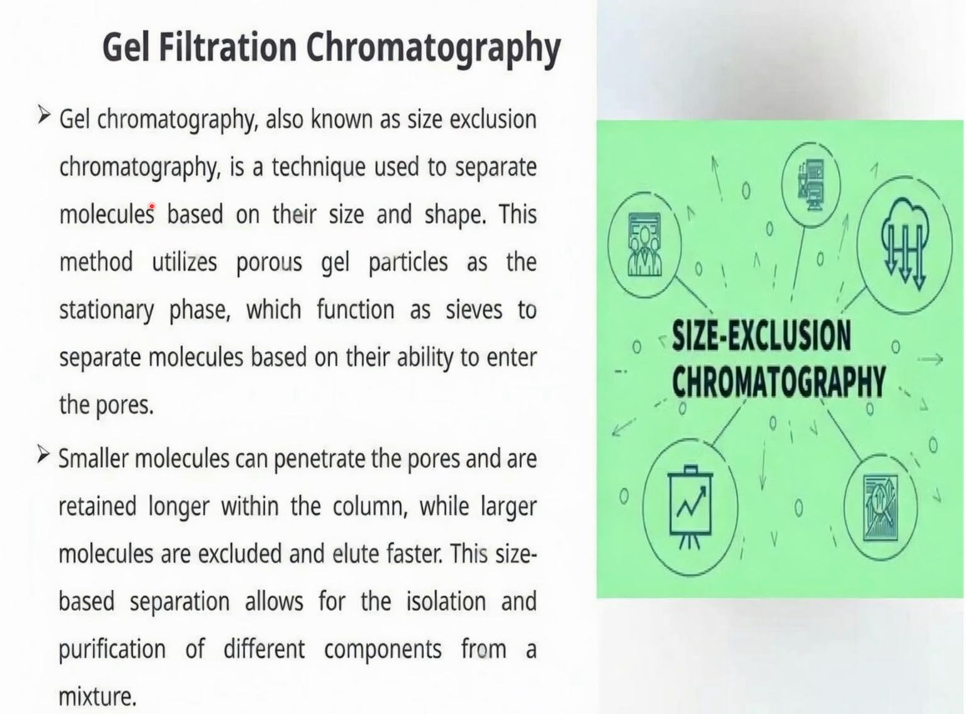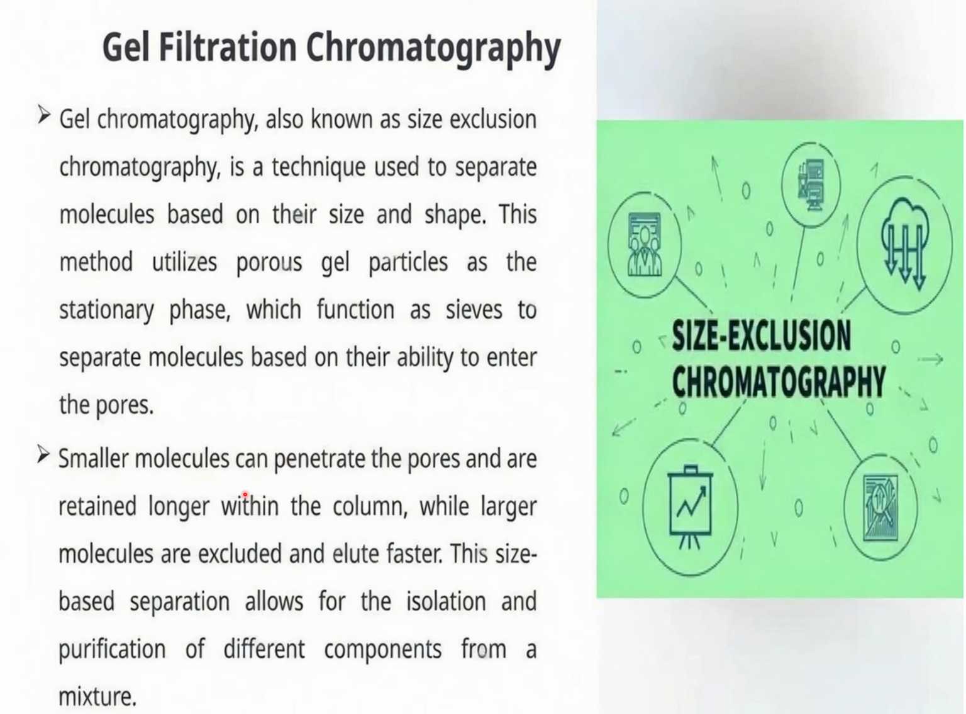Gel filtration chromatography, also known as size-exclusion chromatography, is a technique used to separate molecules based on their size and shape. This method utilizes porous gel particles as the stationary phase, which function as sieves to separate molecules based on their ability to enter the pores. Smaller molecules can penetrate the pores and are retained longer within the column, while the larger molecules are excluded and eluted faster. The size-based separation allows for the isolation and purification of different components from a mixture.